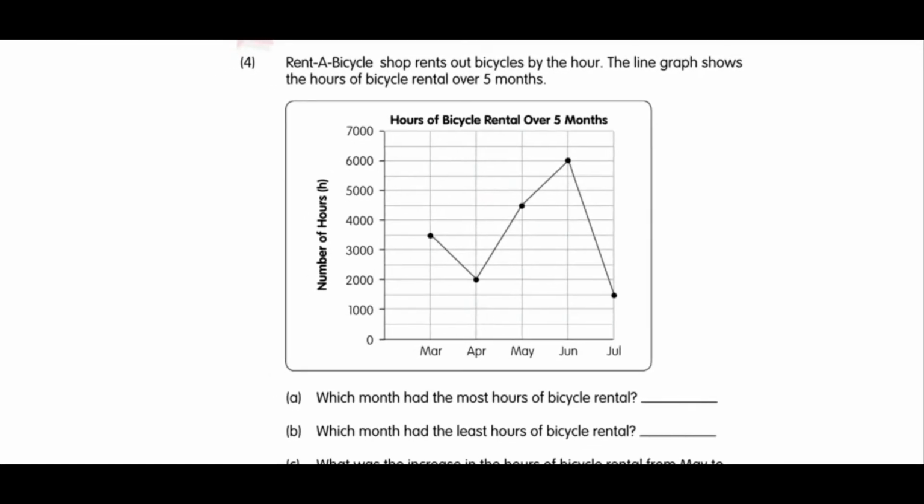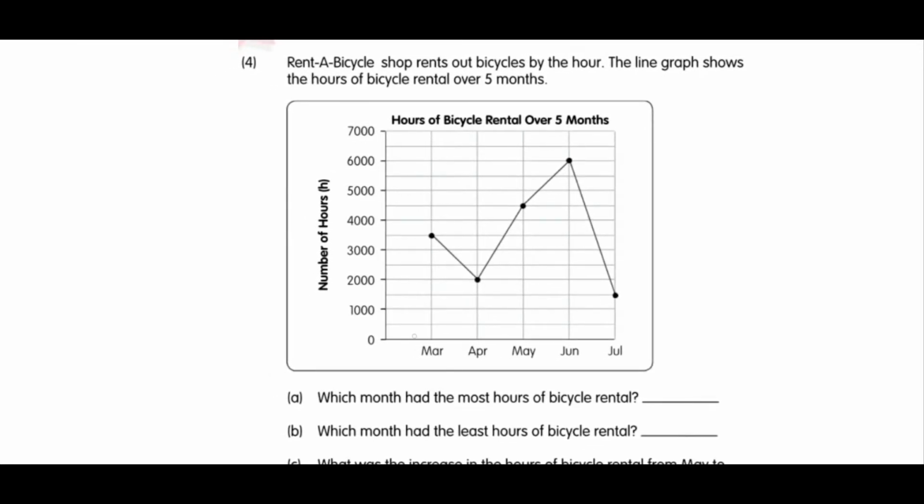Let's look at page 158 of your MPAH workbook. Let's look at this line graph. It shows a bicycle shop renting out bicycles in the month of March, April, May, June, and July. And this is the number of hours rented over the 5 months. So it starts from a scale of 0 to 7,000 hours.